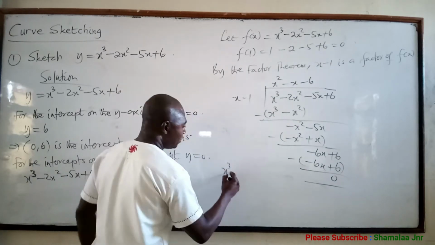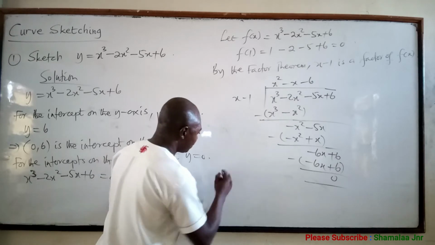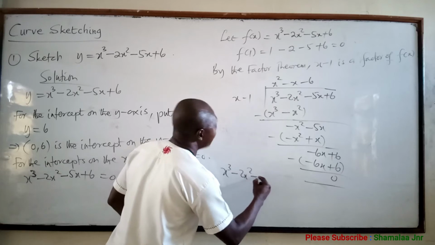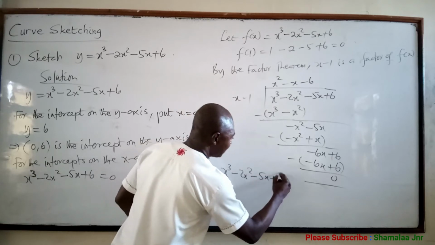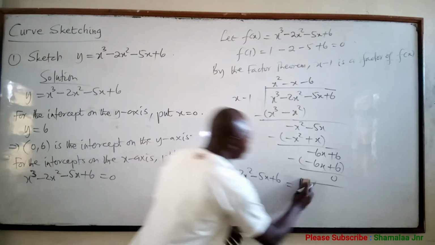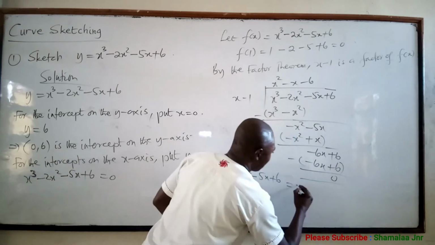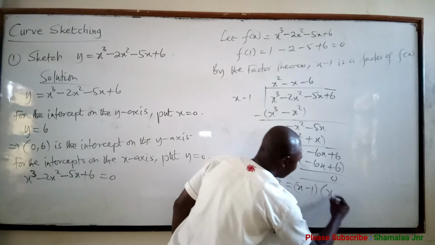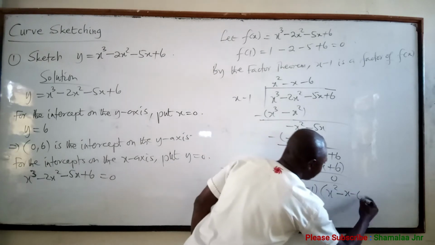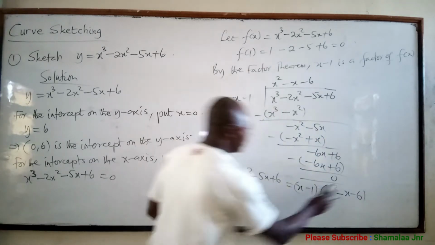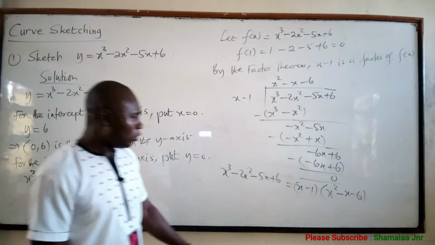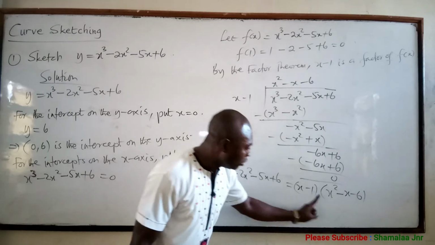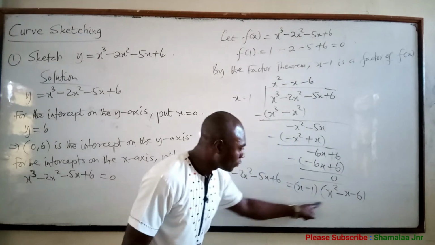x cubed minus 2x squared minus 5x plus 6 is equal to x minus 1, isn't it, times x squared minus x minus 6. Isn't it? This way. This is it. So you have been able to split this into these two. So let's work on this one.